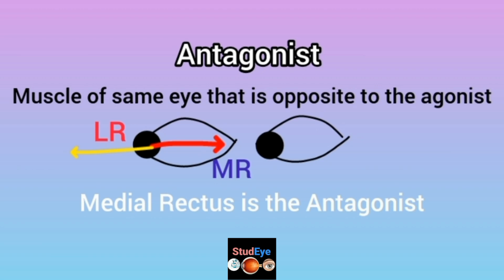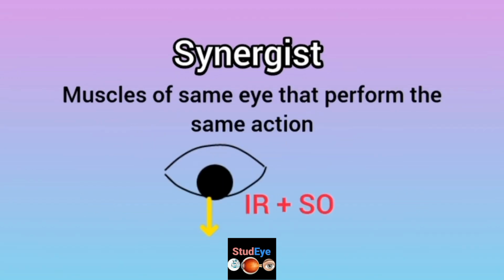So in this picture you can see that when the right eye is in the abducted state, the lateral rectus is the agonist. That means the lateral rectus is the primary mover of the eye, and on the opposite side of the lateral rectus is the medial rectus, which will oppose the action of the lateral rectus, right? The antagonists are always opposite to the agonist and they will oppose the action.